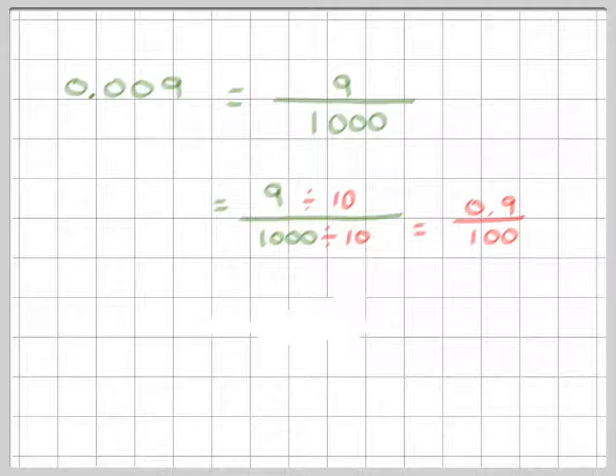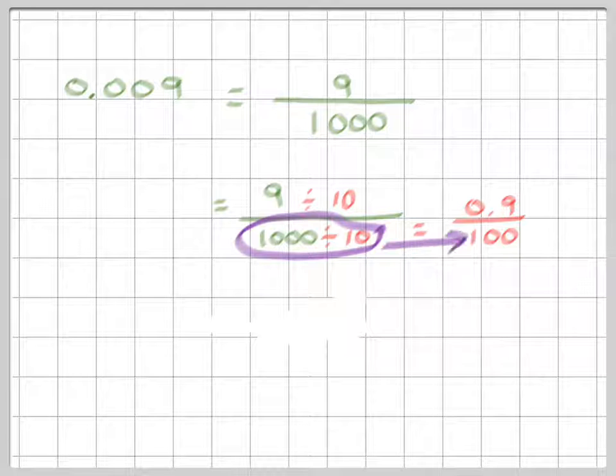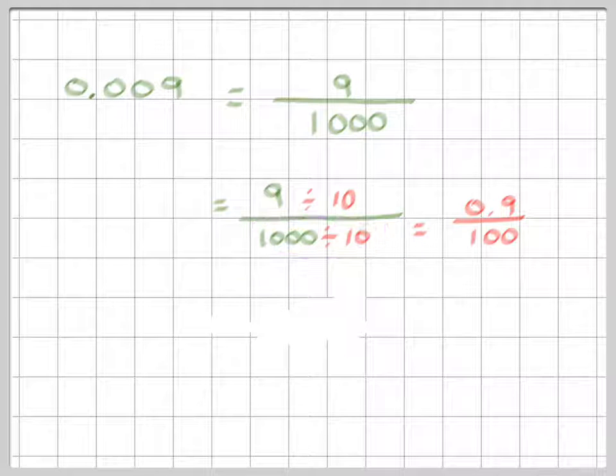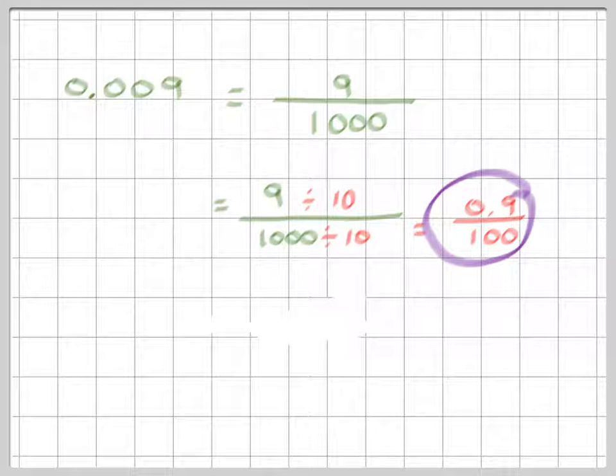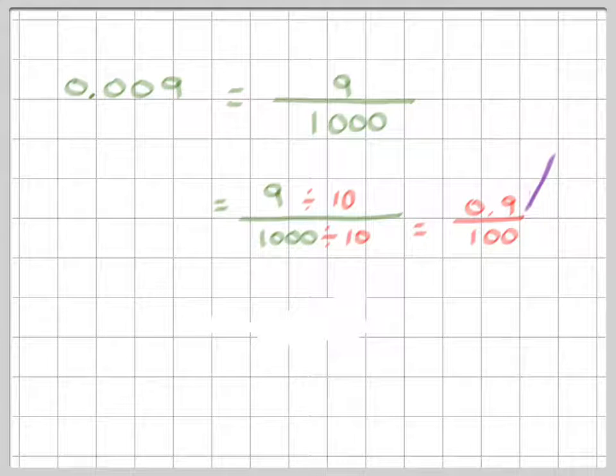So we're going to say 1,000 divided by 10 will get us to 100. So we're going to divide this time because it's a big number. We want to get it back to 100. And because we did that division to the denominator, we also have to do it to the numerator. And we end up with a fraction of 0.9 over 100, which is in the form of a percent. So we've done step 2.